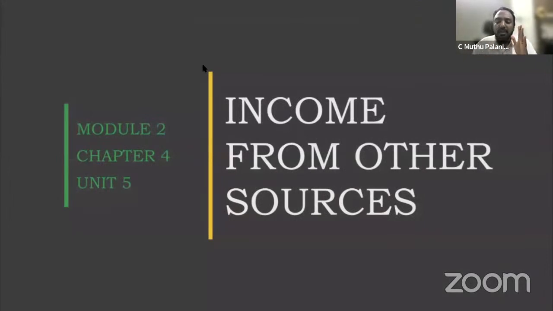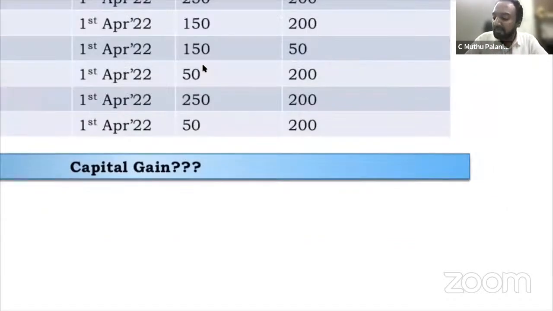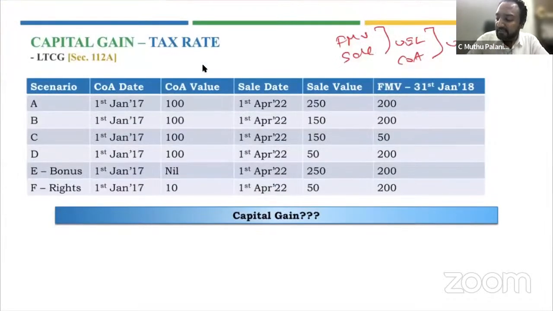There are a few things which I want to reiterate, which will be taken up right now, and I've clarified 10 things. That is basically about 112A, the calculation of whatever is the cost of acquisition. So whatever is the cost of acquisition needs to be considered. So what did we say? Fair market value or sale consideration, whichever is lower. Now that is compared with cost of acquisition, whichever is higher.